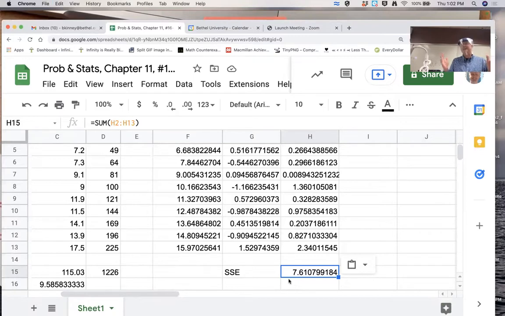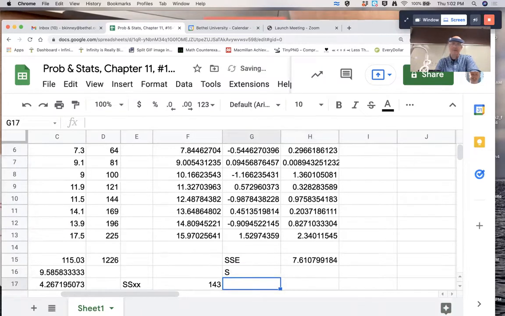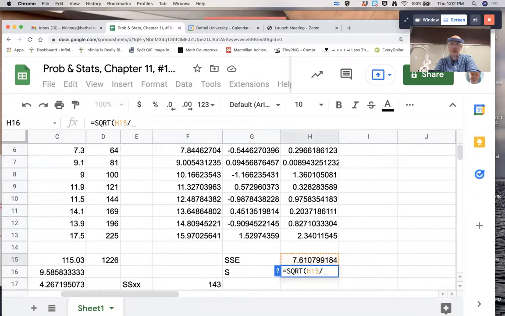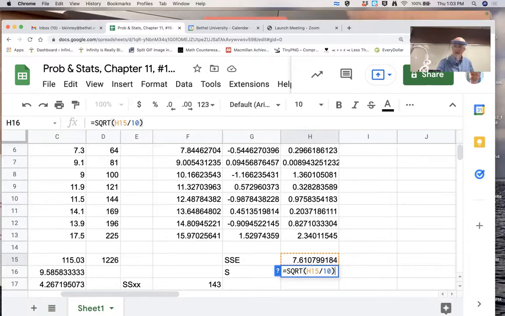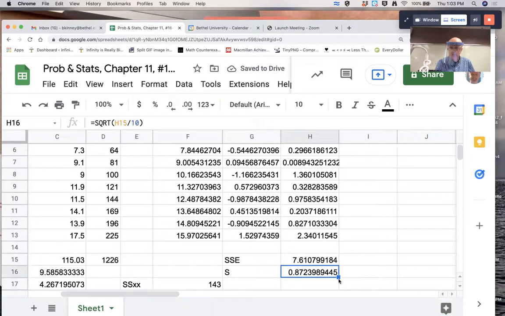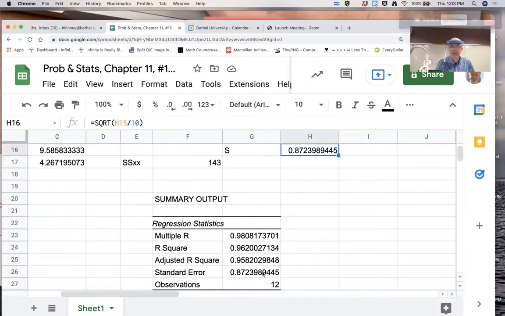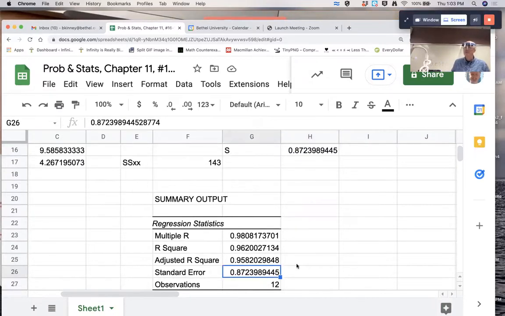That's the thing that's minimized. So you should know this concept. That's the thing that's minimized for our data. That's the minimization in least squares linear regression. It's designed to minimize SSE, which also means it's designed to minimize S, because that's the square root of SSE divided by n minus 2. Again, n is 12, so n minus 2 is 10. The regression standard error is about 0.8724. We can check it with the summary output. It matches this number right there. Standard error.